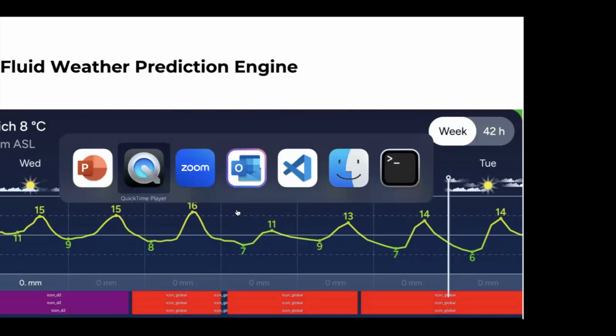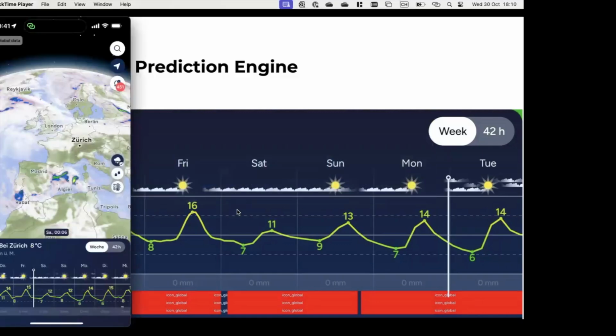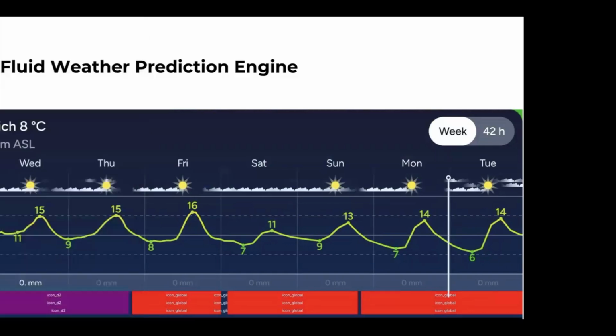If we just looked at the global model as we have here, and then just said, okay, I take this point and plot this, then I would not have a really good prediction. So this is why we have our fluid weather prediction engine, and we solve this architecturally: we have an architecture where all of this is evaluated on the device itself.